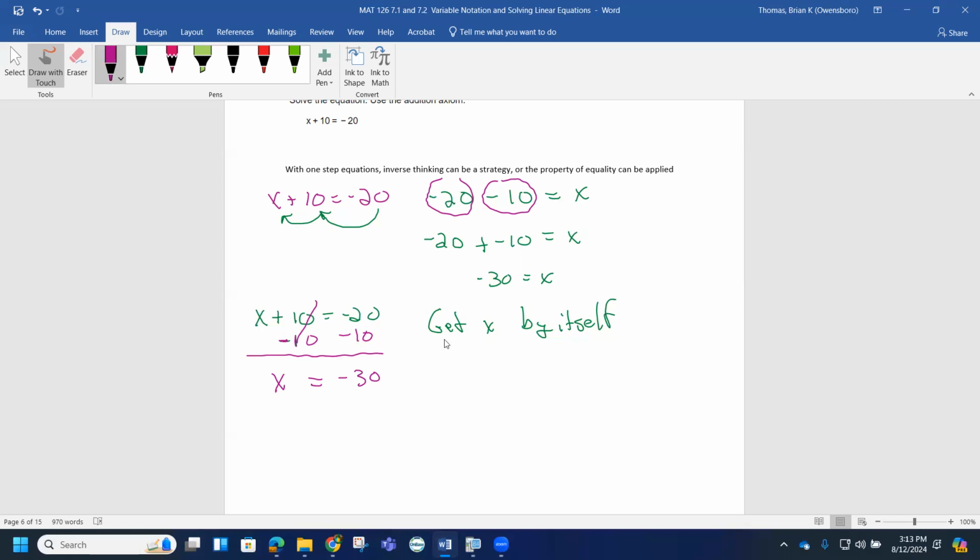So sometimes you may be asked to write this as a solution set. So if I'm using these braces, what you put inside here would be the value that actually makes it true. So the solution set would just be negative 30. So sometimes you have to write it like that. That would be our solution if we're using what's called set notation.